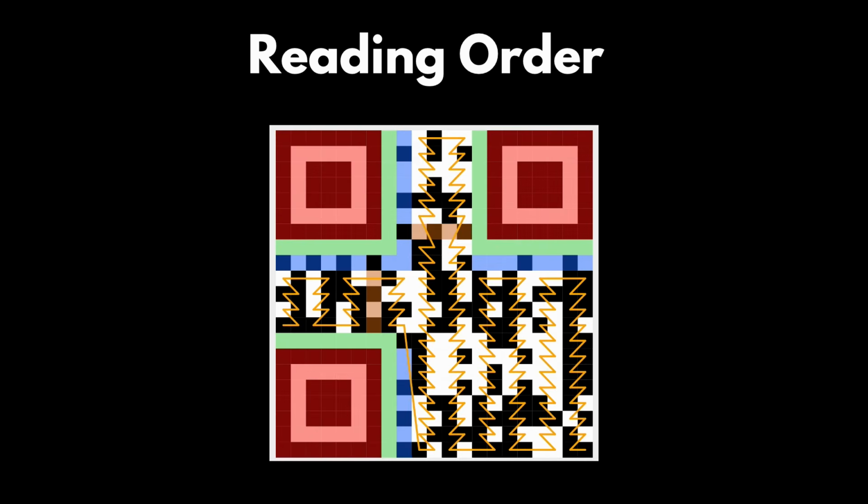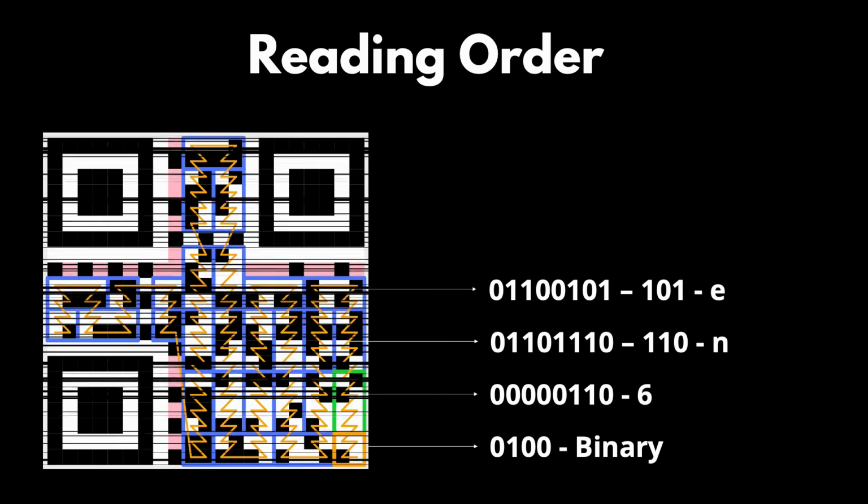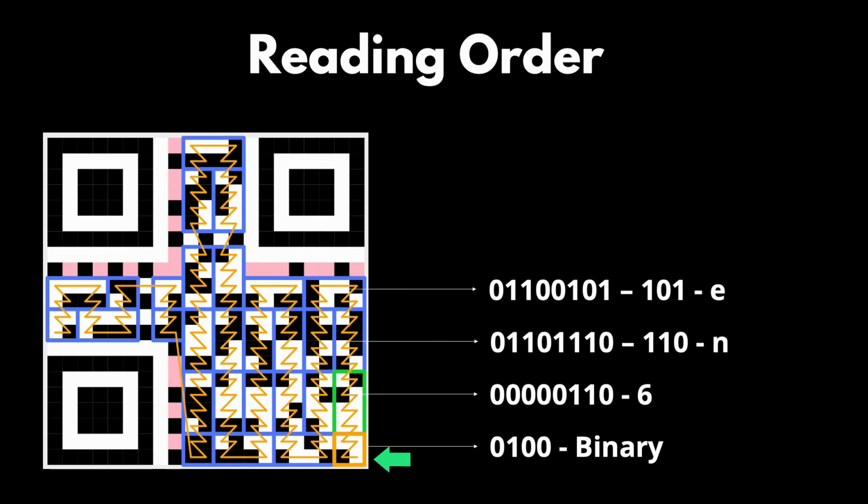Let's look at the reading order followed by the scanner. It starts from the bottom right and moves in a zigzag manner as shown in the image. The first 4 bits are the encoding mode that can be binary, numeric, alphanumeric, and Japanese kanji, which is represented in the yellow square box here. For the ASCII encoding mode, the next 8 bits specify the content length, that is 6 here as you can see, which is encoded in the green rectangular box.